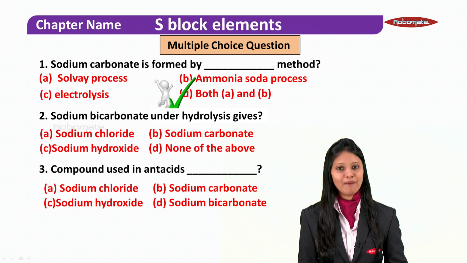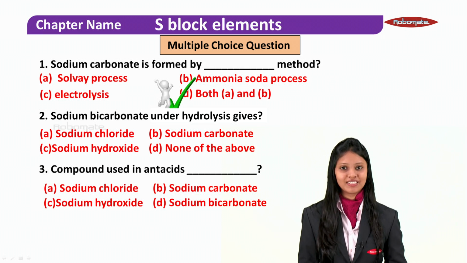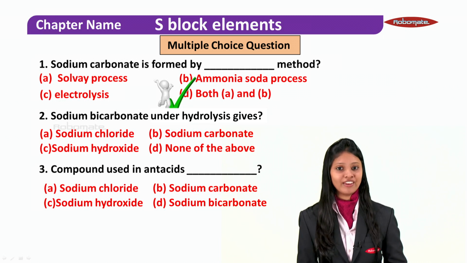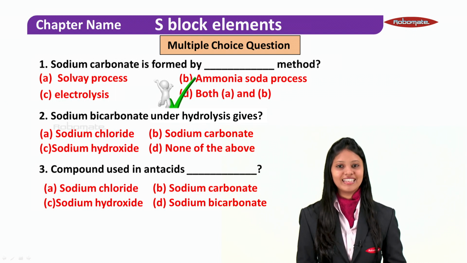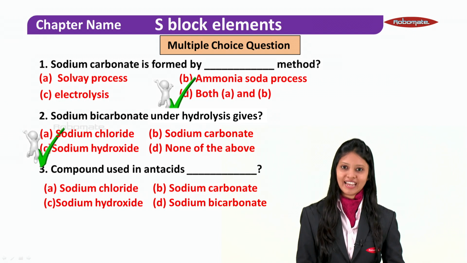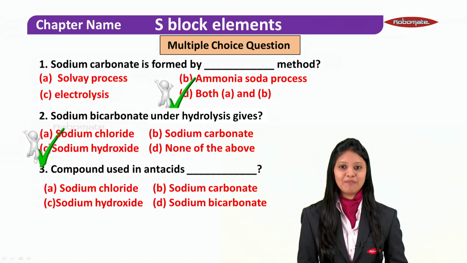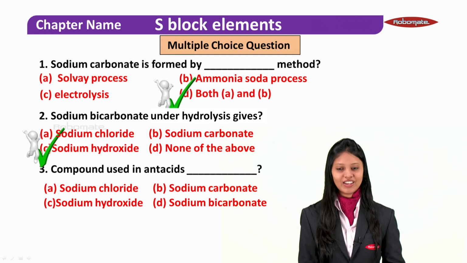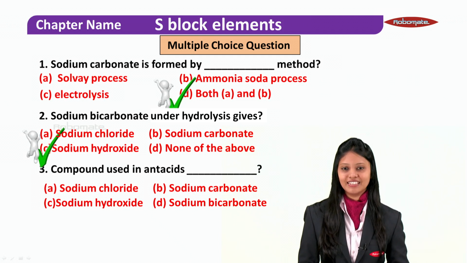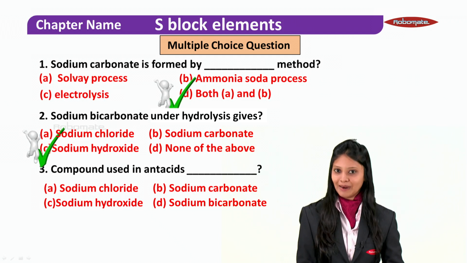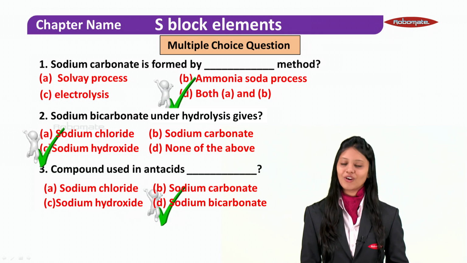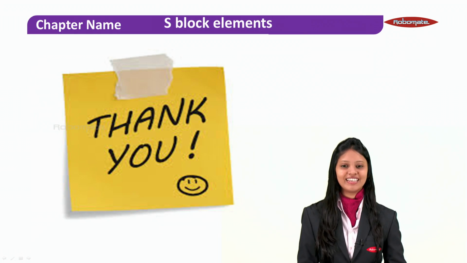Second question, sodium bicarbonate under hydrolysis gives, there are again 4 options, sodium chloride, sodium carbonate, sodium hydroxide, and none of the above. The correct answer is sodium hydroxide. Sodium bicarbonate plus water gives sodium hydroxide and H2CO3. So correct answer is C. And the third question, compound used in antacids. We just discussed the uses of sodium bicarbonate. So correct answer is sodium bicarbonate. Answer option D. If you got all the 3 right, you got 3 on 3. Thank you.